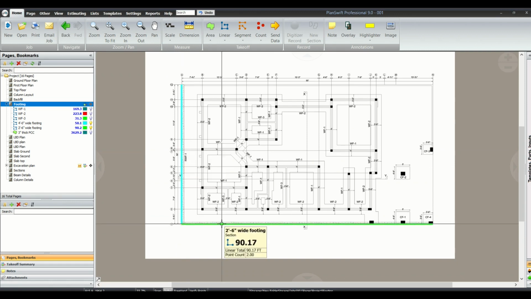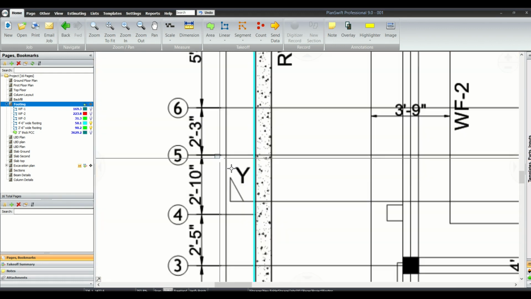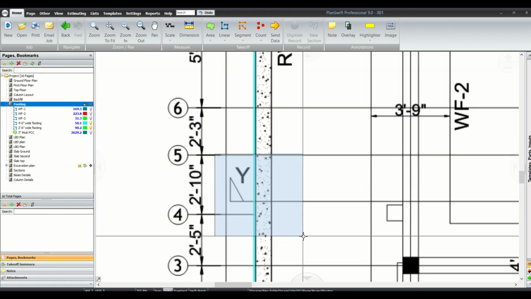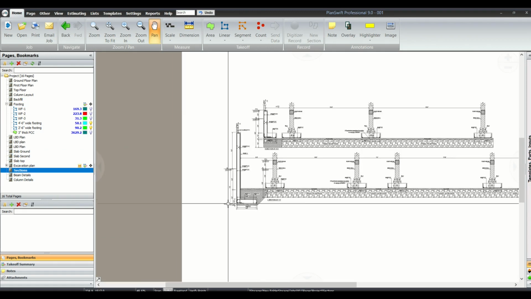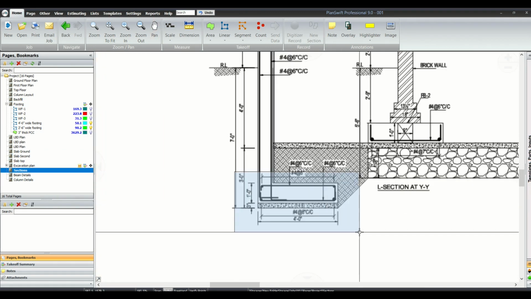So how are we going to find out which reinforcement or which steel bar we are going to install in the footing? Section Y is going to cut the section of the retaining wall footing. So what we are going to do, we will be going to the section sheet. This retaining wall footing is on the west side of the building.